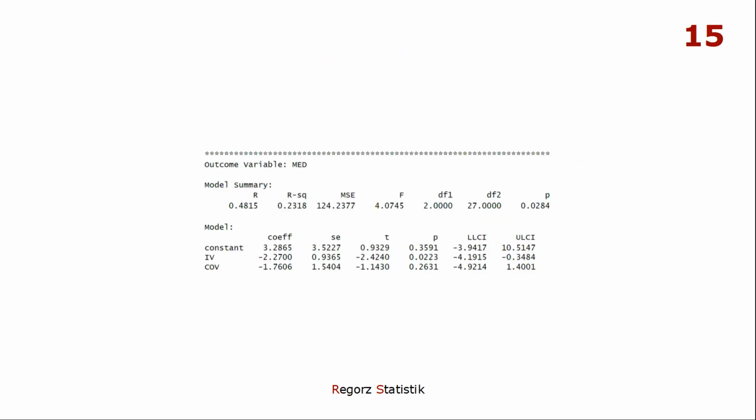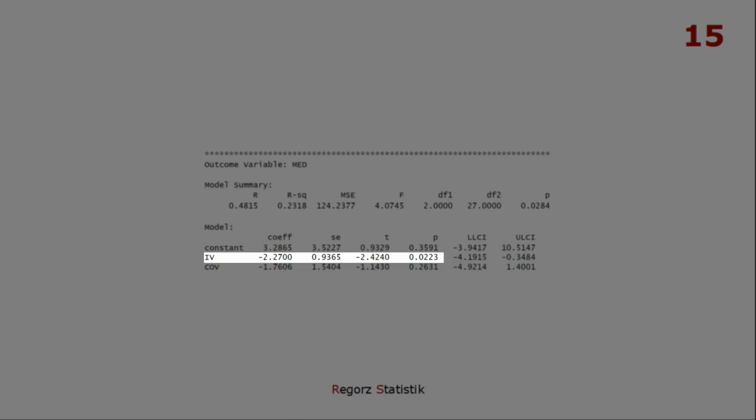The model for the A path is quite simple because now we don't have a moderation there. The interesting thing is this line, the effect from the independent variable on the mediator, that is the A path, which is significant in this case.